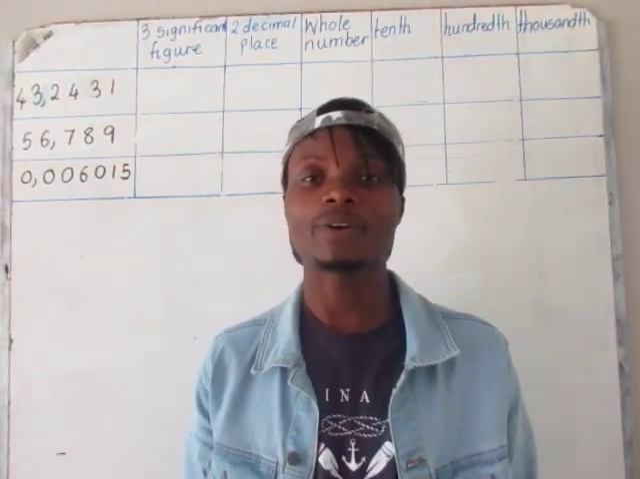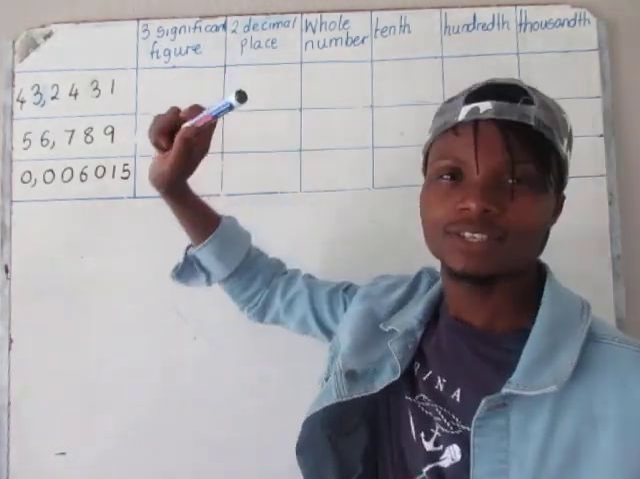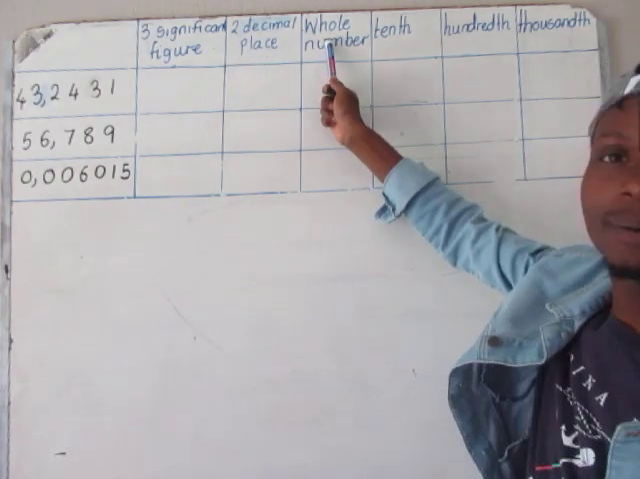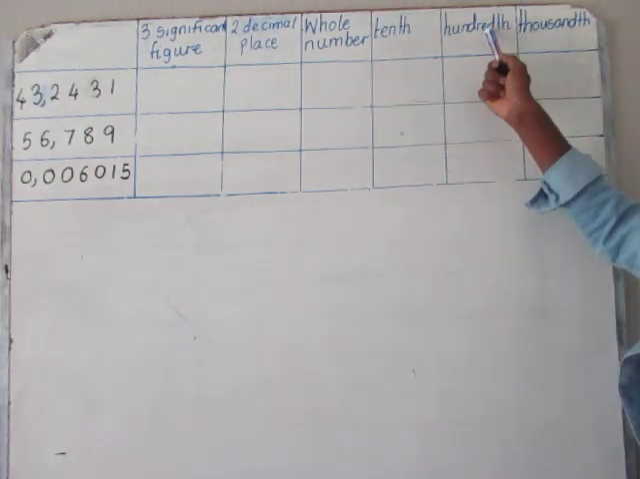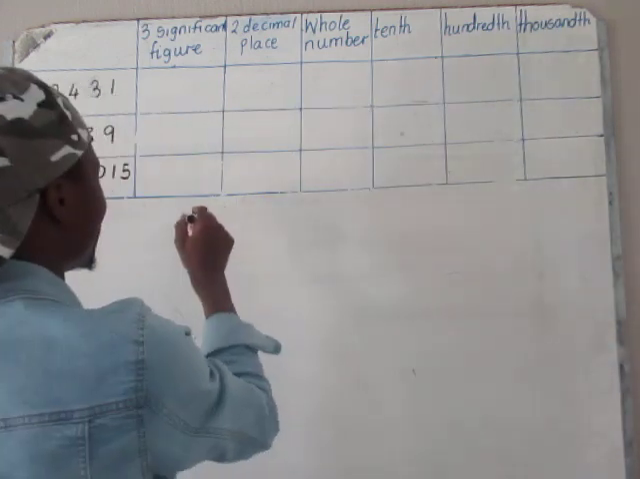In this video, we're going to be learning about rounding off to the nearest three significant figures, rounding off to the nearest two decimal place, rounding off to the nearest whole number, to the nearest tenth, hundredth, and thousandth. So let's get started.